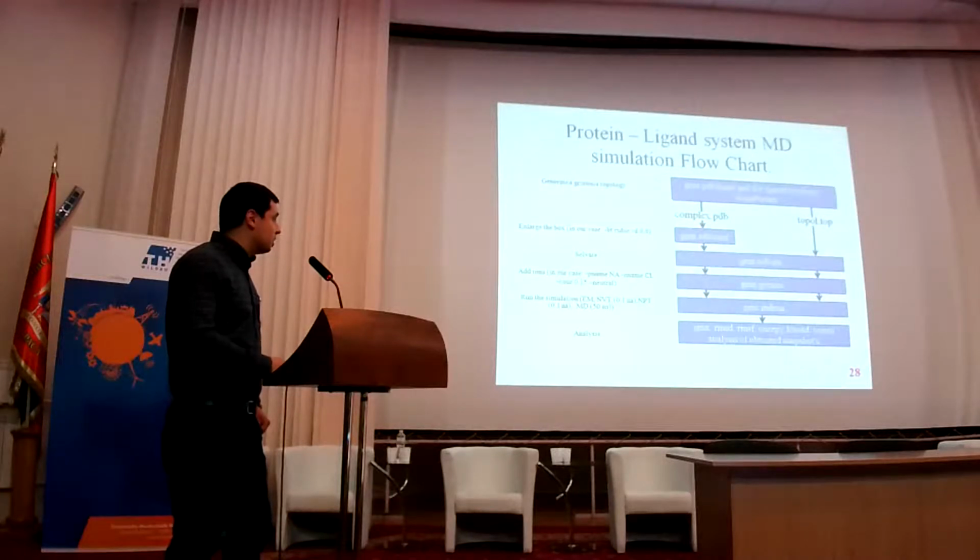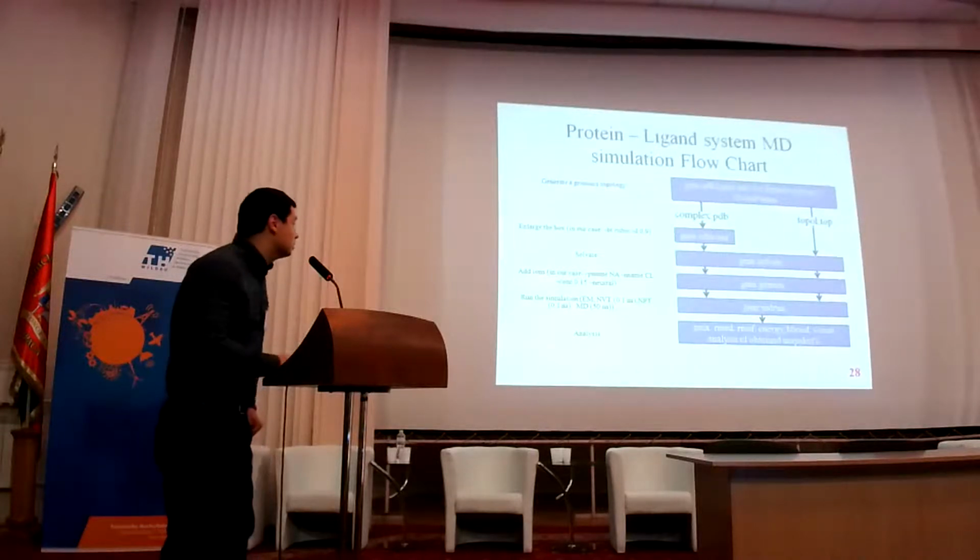Then we put our system into a cubic box, and to be sure that the proteins will be able to freely rotate inside the box, the distance between any nearest atom and the edge of the box was 9 angstroms. Then we solvate our system and add ions in cellular concentration to imitate the cellular environment.